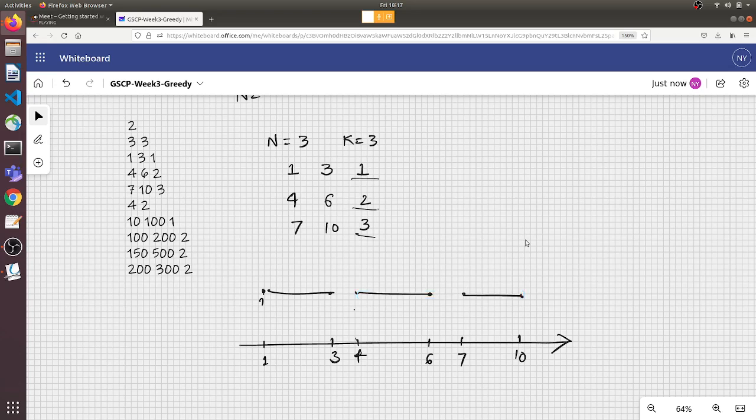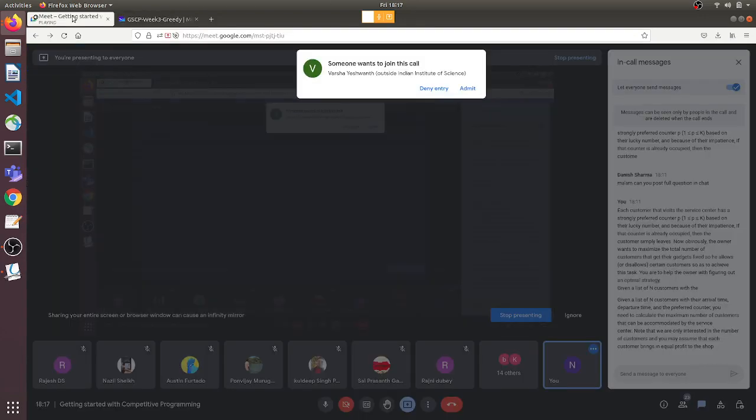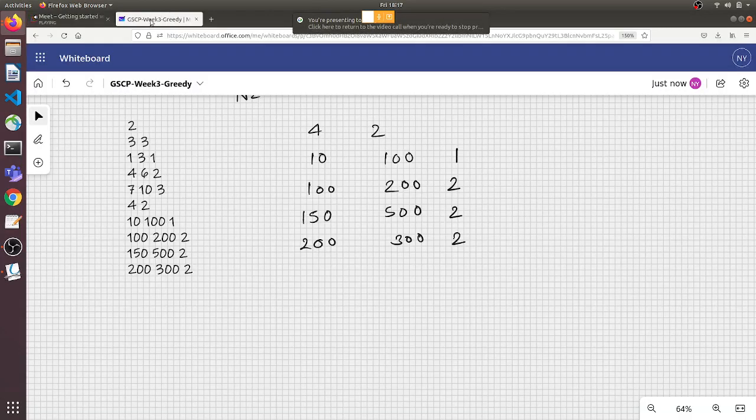Let's work out the second one. So the second one is 4, 2, 10, 100, 100, 200, 2, 150, 500, 2, 200, 300, 2. Yeah, we are solving the problem, and the problem statement is in the chat box.